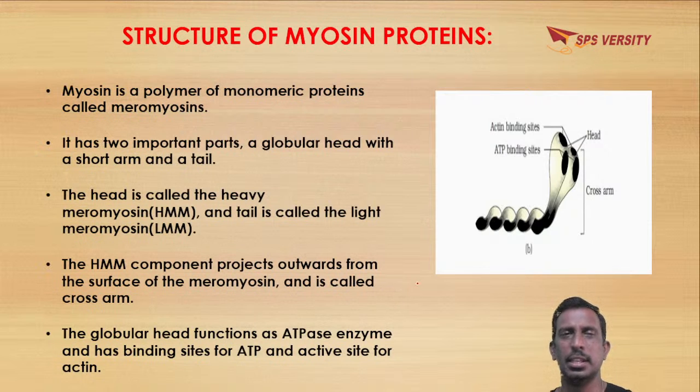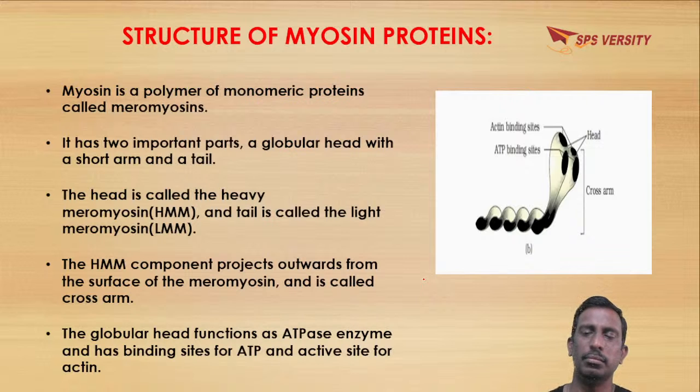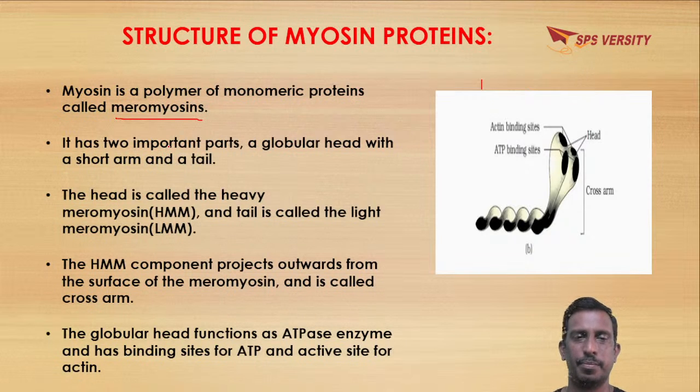And next is the structure of the myosin protein. The myosin filament is made up of monomeric proteins. The monomeric units are called meromyosins.